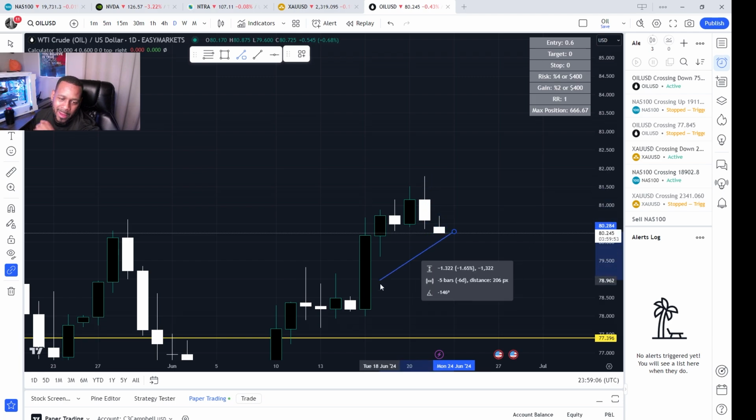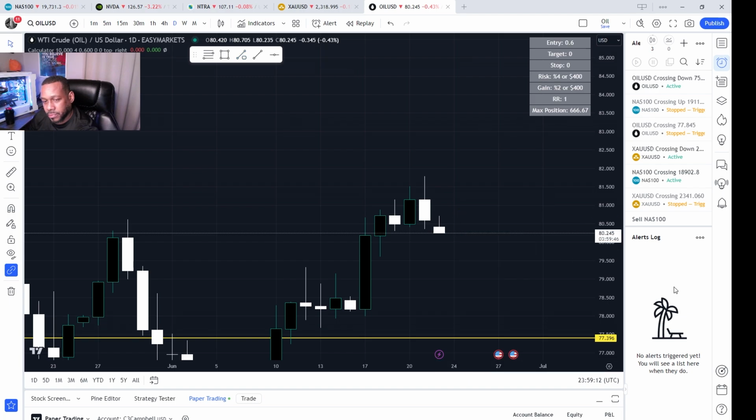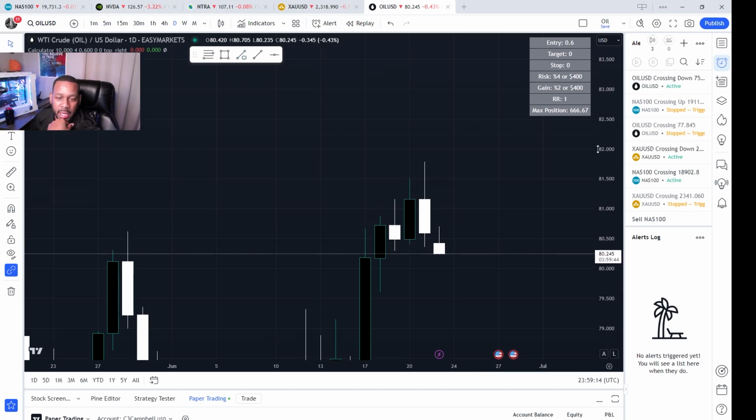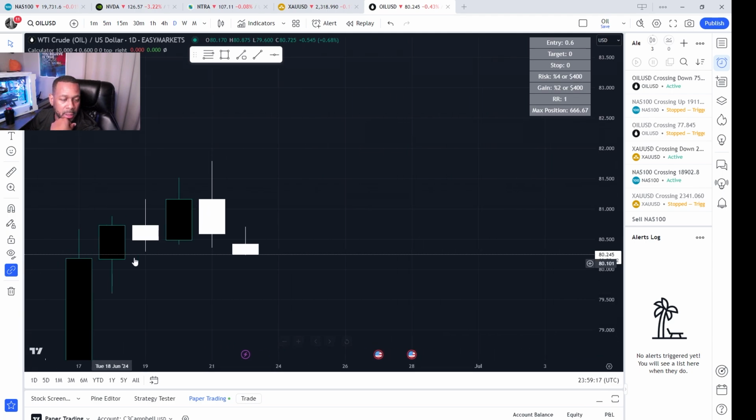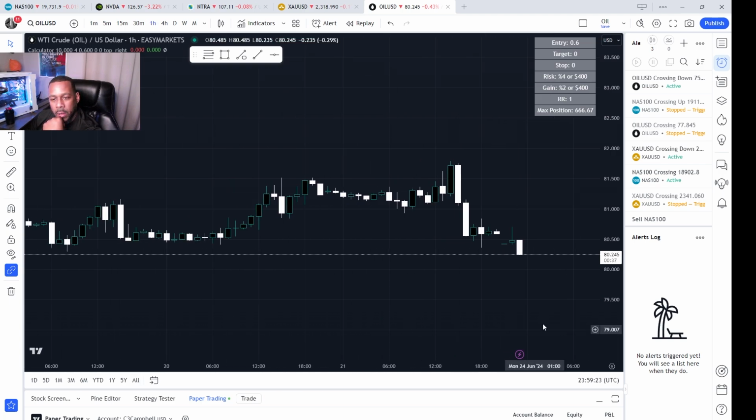That's a 1 to 1, depending on how you enter it. So this is daily. Let's go down to the hour. Depending on how you enter it, let's say we get a pullback to this area here on this 1 hour.